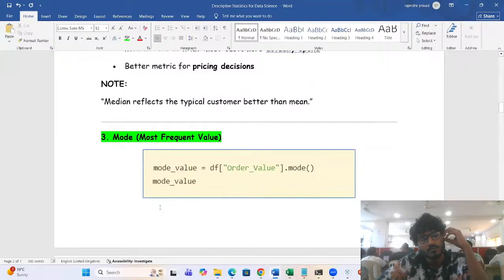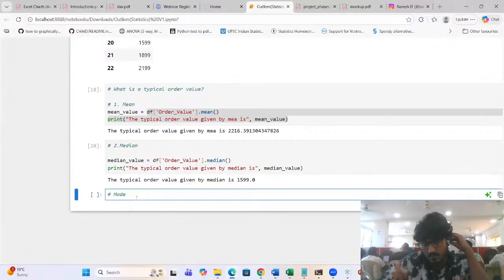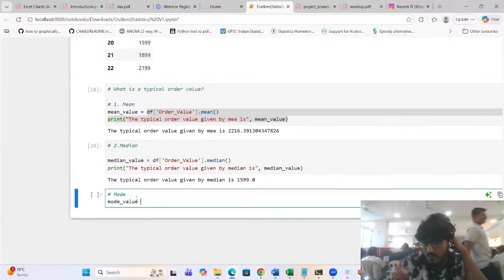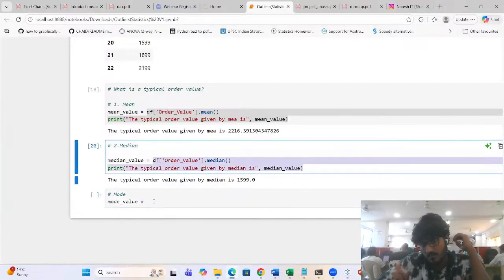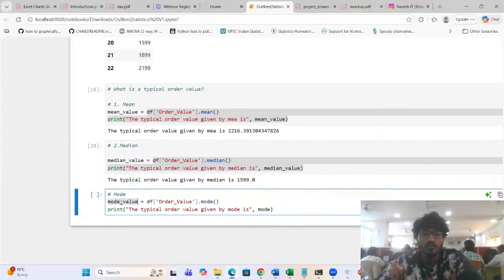So next, mode. Mode is nothing but the most frequent value. How do you calculate it? By applying the mode function. Let's go here and calculate. So the third metric that we can use to address this particular problem is mode. Mode value is equal to, copy this and paste it over here. In place of median, we use mode. Here we use mode_value.